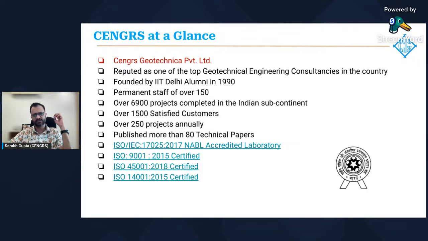Very quickly, Cengrs is one of the older and more reputed geotechnical engineering consultancies in the country. We are now 34 years young. The company was established in 1990. We have a small team of around 160 people, and we have completed over 6,900 projects across the Indian subcontinent. We like to believe we have one of the larger private geotechnical data banks in India, and this is something we are very proud of.